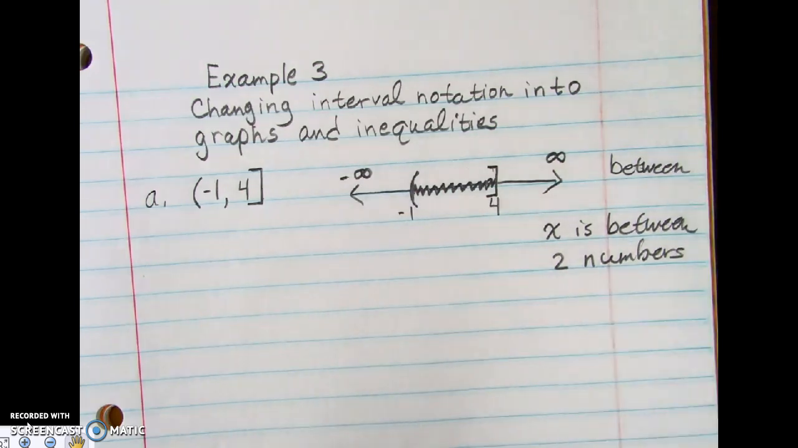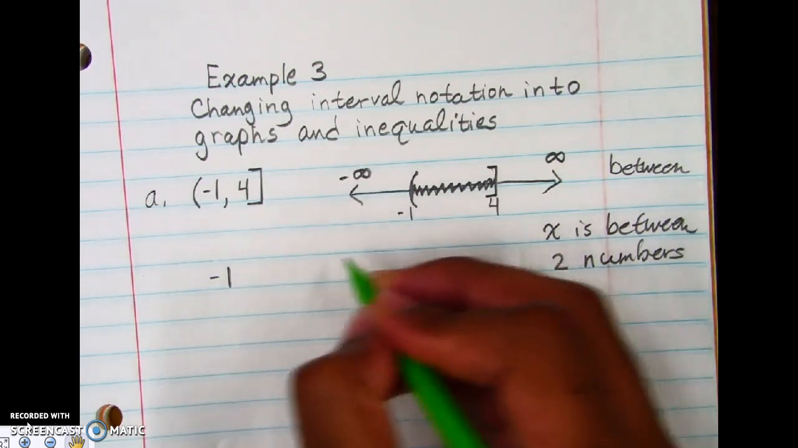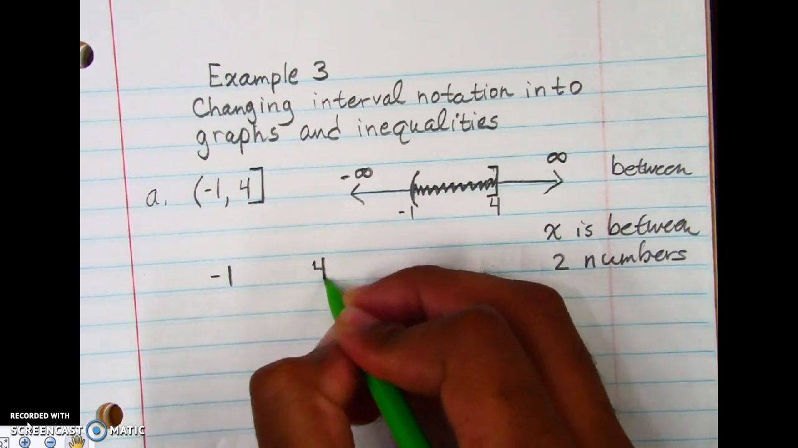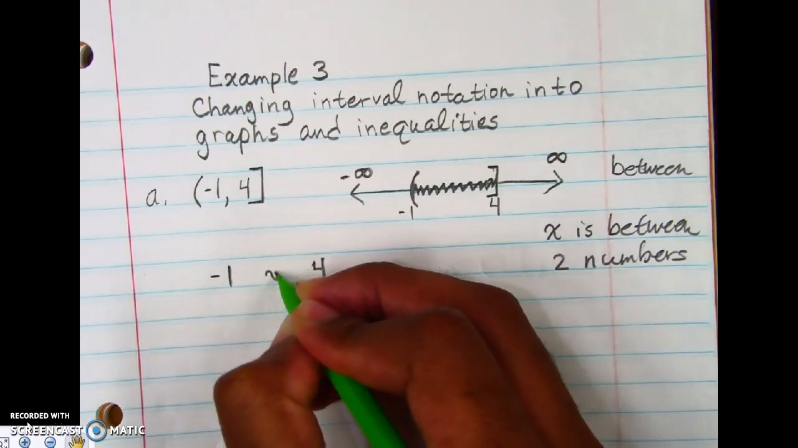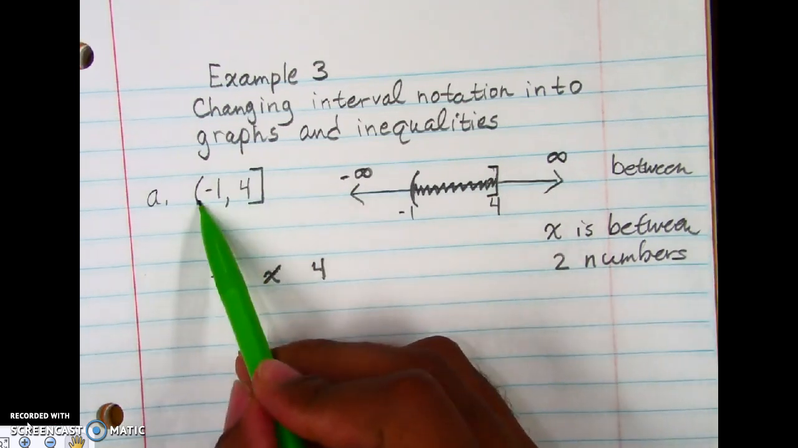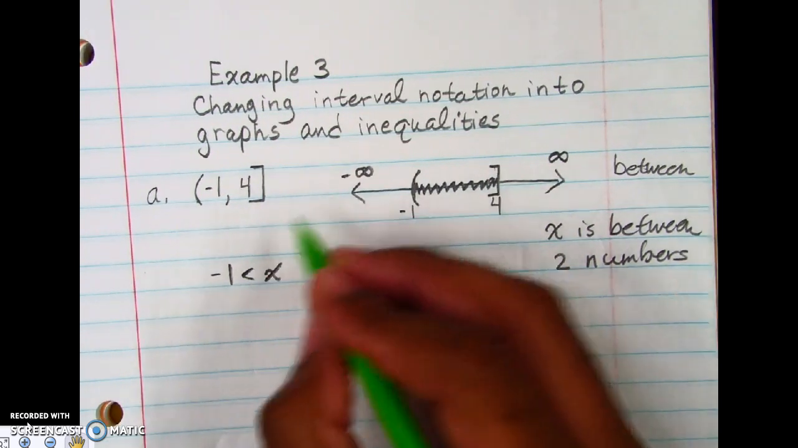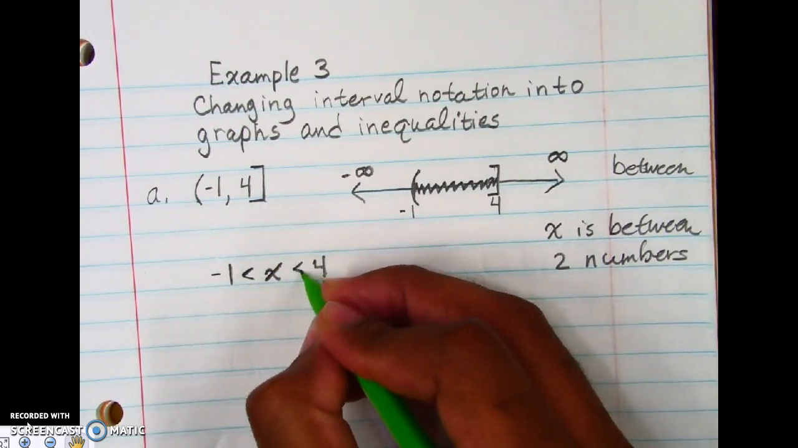Alright, so since x is between two numbers, we know we have -1 here. We know we have 4 here. We know we have x in the middle. And with our betweens, it's always a less than sign of some sort, whether it's less than or equal to or just less than. So for here, it's going to be a less than sign. And then here it's going to have an equal to.